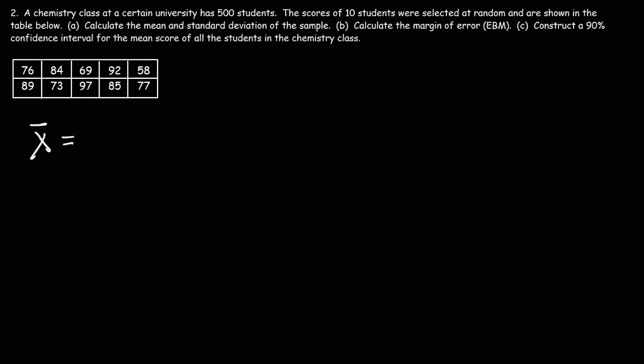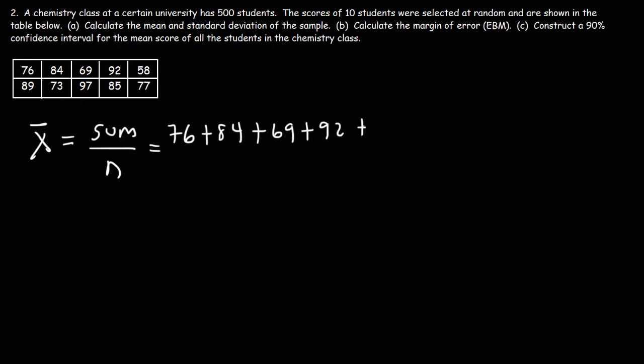So the sample mean, x bar, is going to be the sum of all 10 scores of the students divided by the sample size. So we're going to add 76 plus 84 plus 69 and so forth. By the way, if you want to try this problem, feel free to pause the video and work on it. And then when you're done, you can just play the video to see if you have the same answer that I have.